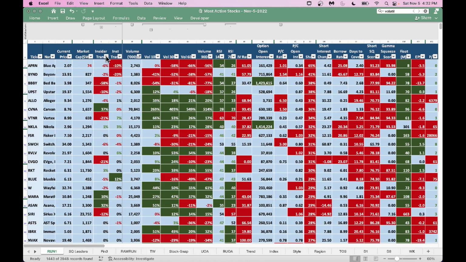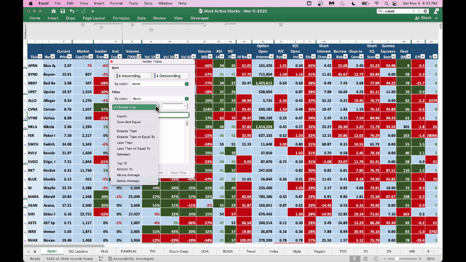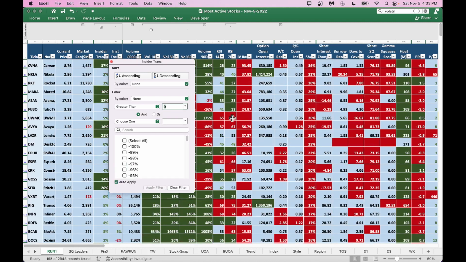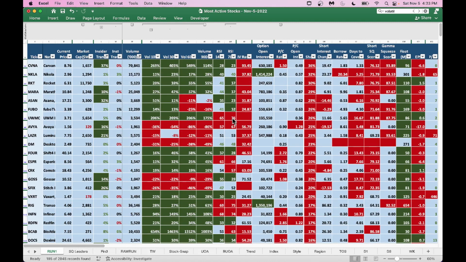In fact, I can just quickly do a filter here and say show me positive insider buying. I can say greater than 0 here, so that way you can look at the insider buying. Look, these stocks have got insider buying. Let's see. All right, so we got these stocks insiders are buying. At the same time, look at the short ratio here, very high short ratio. Those could be good ones here.